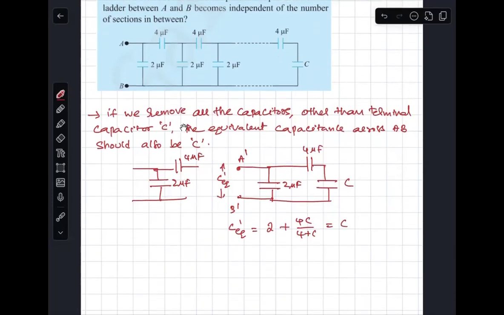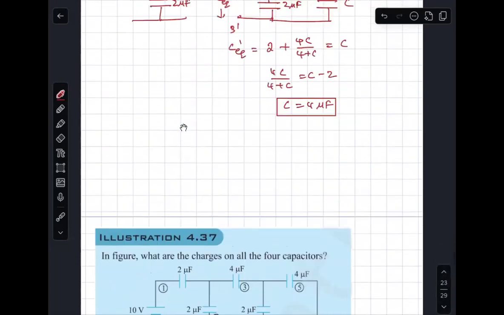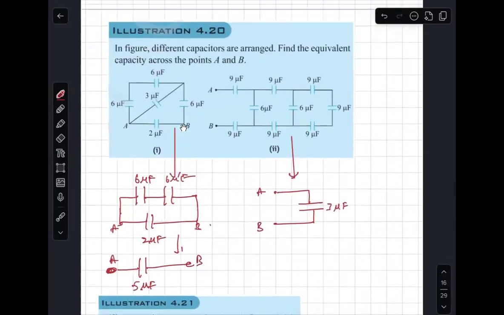Otherwise, I cannot solve. I should use the data as it is. Now, by solving which, you will get the equation 4C by (4 plus C) is C minus 2. C is equal to 4 microfarad. By using C as 4 microfarad, you can achieve this condition. Any doubt? Pakka? Next, 1 minute. One more question is there.